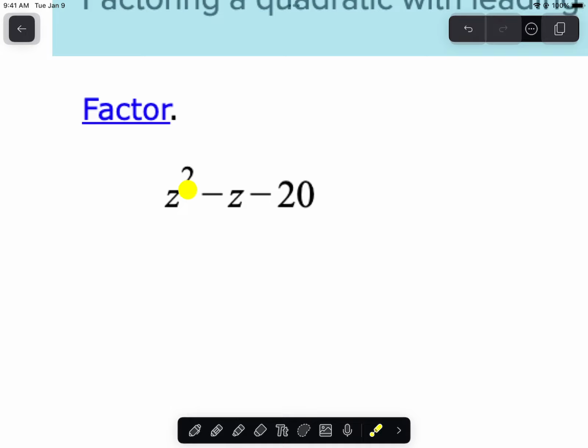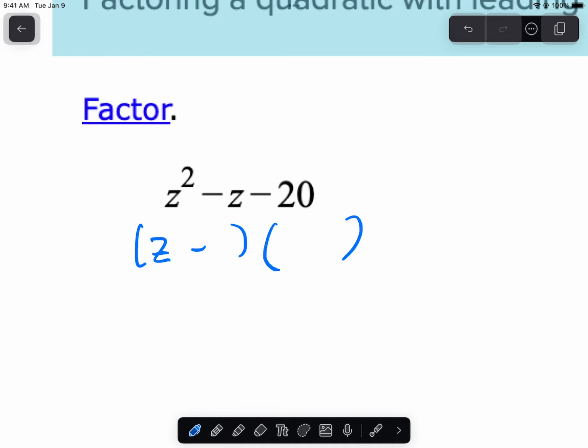Now, if this is just a plain old x squared, y squared, z squared, so if the coefficient on your highest power is a 1, all you have to do is look at the back number. If the back number is positive, we're going to add to get the middle number. If the back number is negative, we're going to subtract to get the middle number. So what we're looking for is what two things will multiply to give us 20, but have a difference, because we're going to subtract, of 1. Tell me, what two things multiply to give us 20, but have a difference of 1? Yes? Negative 5 and positive 4. That is wonderful.